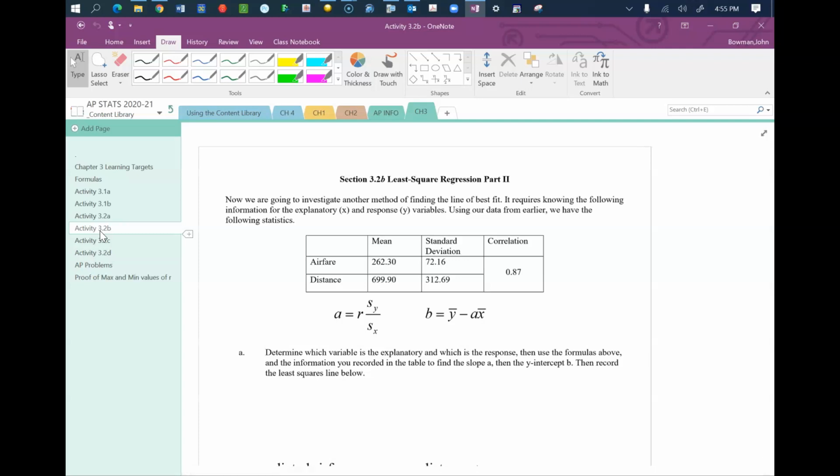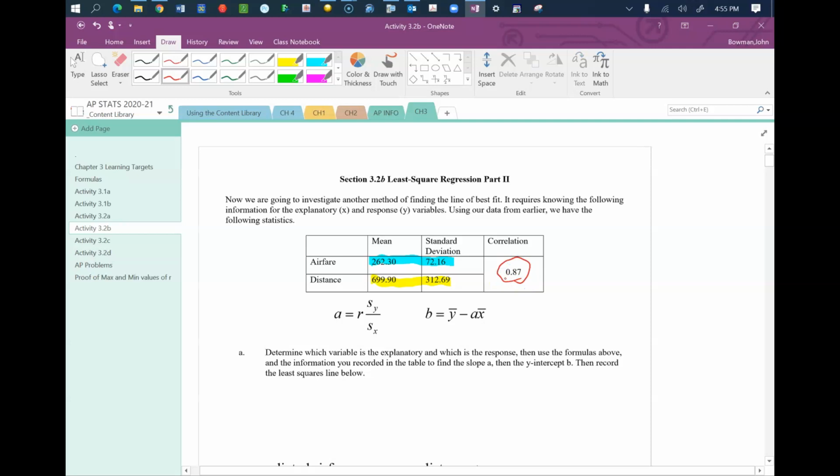We are going back to our distance airfare data, and what we have here are the means and the standard deviations for both the distance, the explanatory variable, and the airfare, the response variable. And then we have the correlation coefficient over here on the right-hand side.